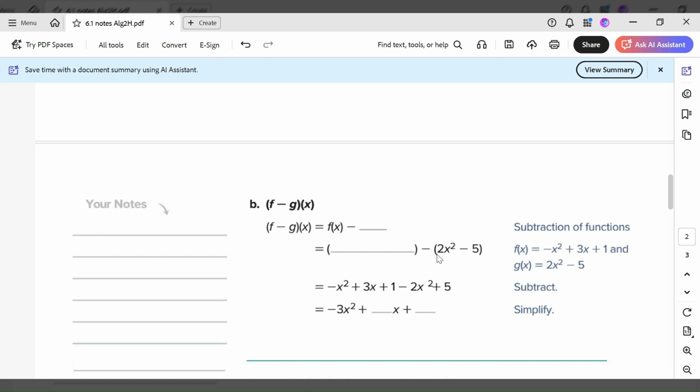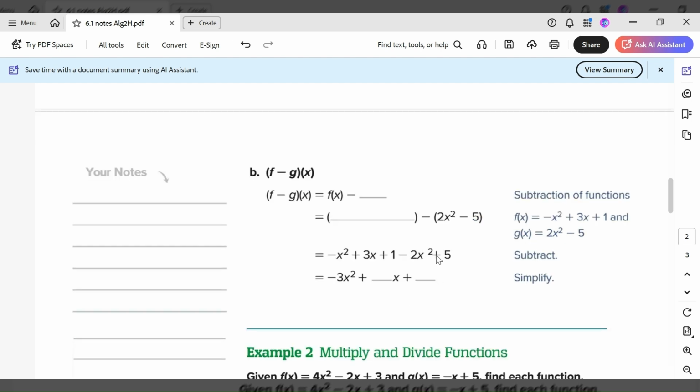Okay, on f minus g of x, we're going to isolate first by rewriting it as f of x minus the g of x. We're going to substitute in for f, and our problem originally was negative x squared plus 3x plus 1. So we're going to write in negative x squared plus 3x plus 1 minus, and there's our g of x. Now remember, the distributive property means that you need to distribute that minus sign to both parts, and that's where we have negative x squared plus 3x plus 1 minus a 2x squared. Now negative makes it positive 5.